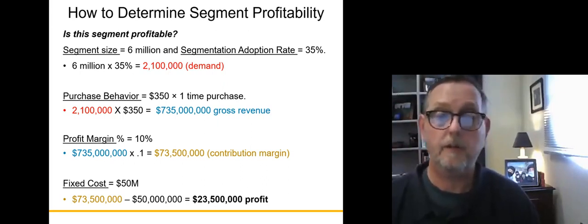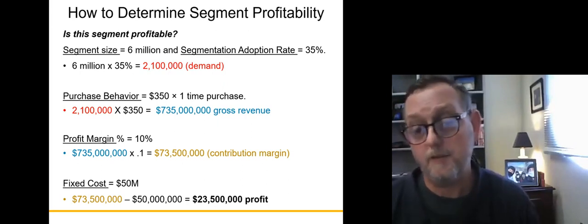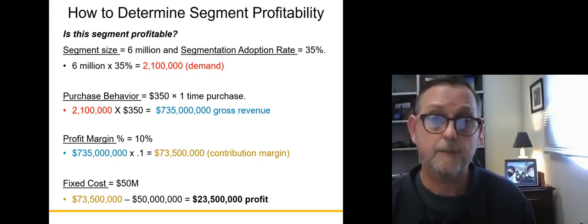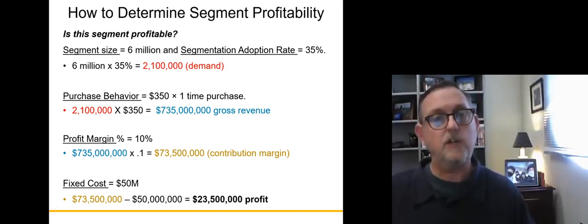So we're going to take out that 50 million of our fixed costs, and we're going to be left with a profit of $23,500,000. Okay, so that was a lot, right? There was a lot of calculations.